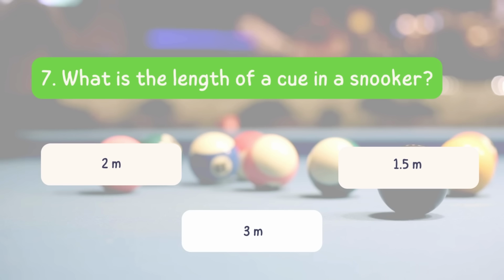Seventh question. What is the length of a cue in snooker? 2 meter, 1.5 meter, 3 meter. The correct answer is 1.5 meter.